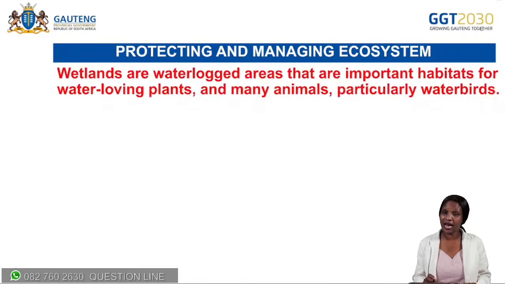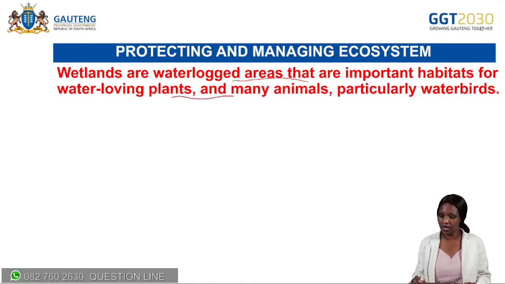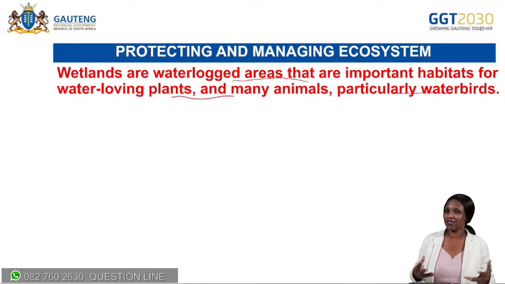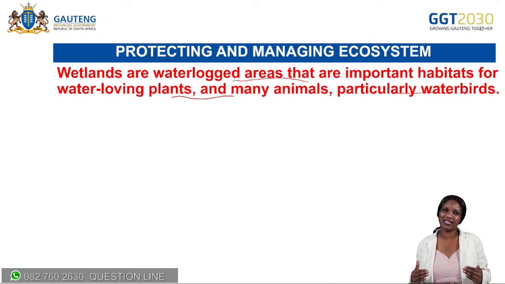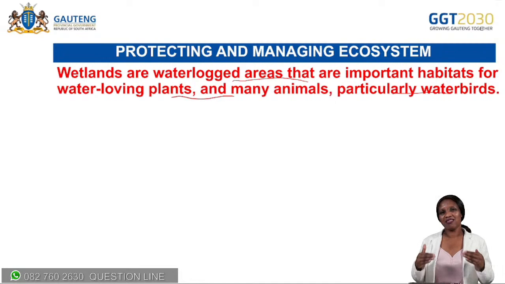Because the freshwater species, you come across crocodiles, you come across hippos, but in the seawater species, you come across the species that live in the seas. Okay. And then wetlands are waterlogged areas that are important habitats for water-loving plants and many animals, particularly water birds. All right, we've got quite a number of species that thrive, that live in wetlands. For example, we've got water birds. They live in swampy areas. They live in these wetlands. And these wetlands act as sponges. Okay? They also control the floods. Okay?